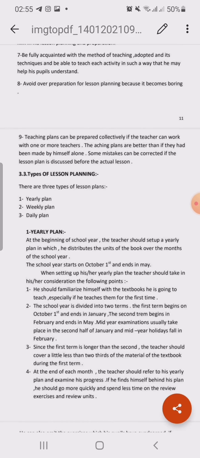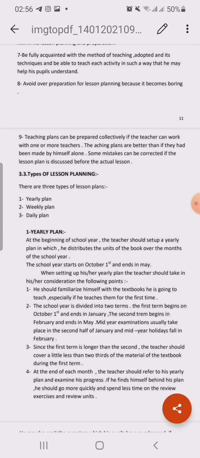والتقنيات والطريقة اللي ممكن أن يعلم بها أي فعالية لطلبته حتى يفهموها بشكل صحيح. Number 8, avoid over preparation for lesson planning because it becomes boring. لازم يتجنب الإعداد المبالغ به over preparation، وإلا سوف تكون المحاضرة مملة.